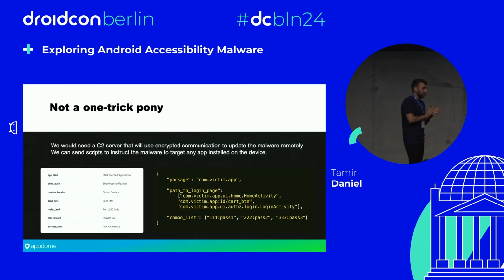But since it's something that was made for a specific application, you can make it generic. You can take all the code we've written and make it generic. You can open a command and control server, which is the C&C attack. And then the malware can send to this server a list of applications that are installed on the device, and it can get back a script of what to do. It can get the package, the paths to login, and the combo list to run. And you can see all the commands it can do.